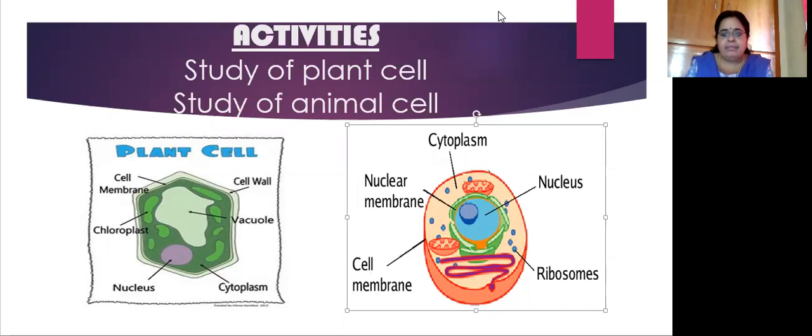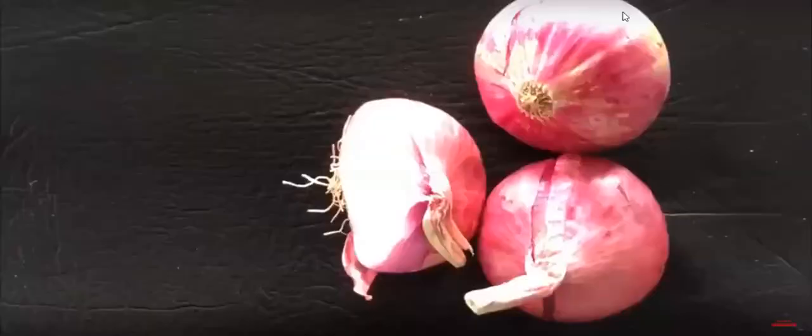Similarly, the animal cell we'll be studying with the help of the cheek cells that are taken out from inside our mouths and then kept on the slide, and how you observe the parts will be shown to you through these two activities. So just watch the activities, then you will be able to understand this chapter in a better manner. Thank you. Let us just see an activity on the screen.